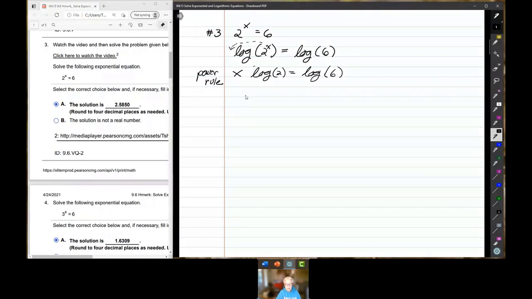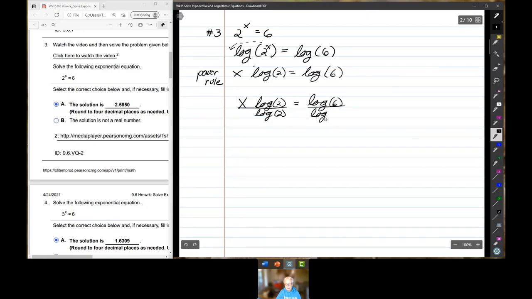Let's do it. So x times the log of 2 divided by the log of 2 equals the log of 6 divided by the log of 2. Now this should be fairly easy to do. Let me cancel these. So I will have x equals, I don't know, let's see. This says it's going to be 2.5850, round to 4 decimal places.